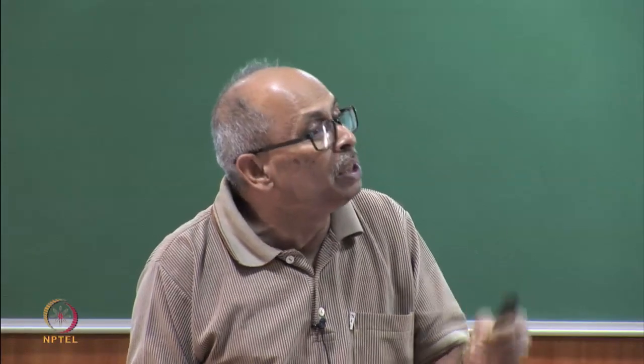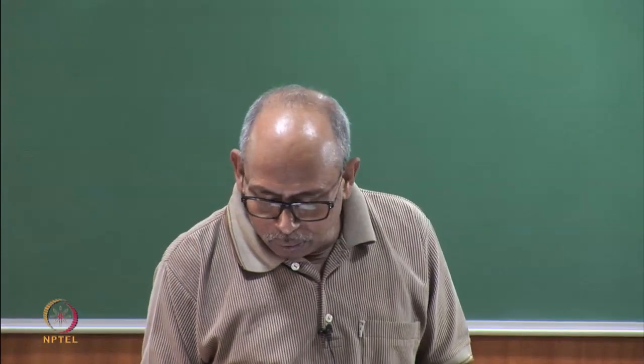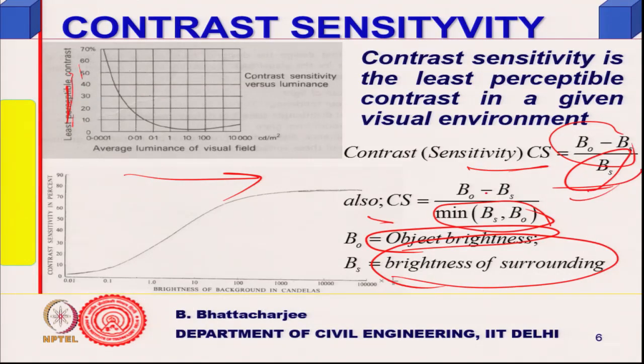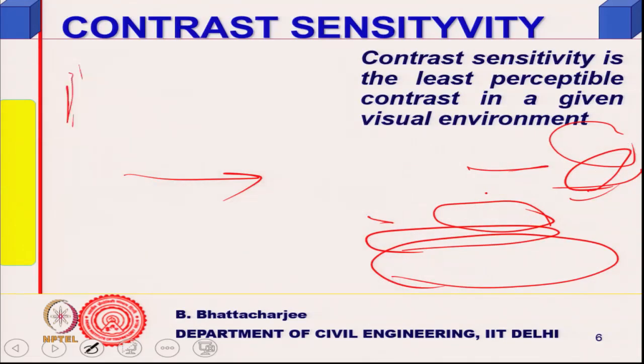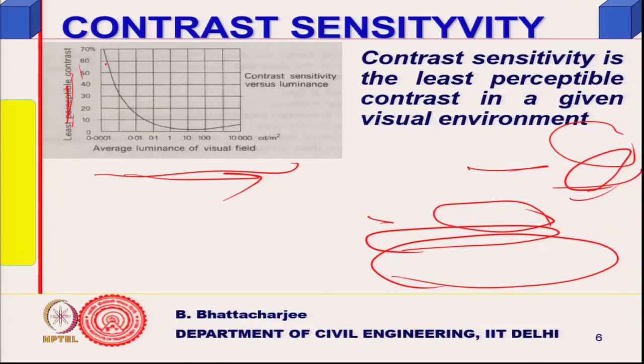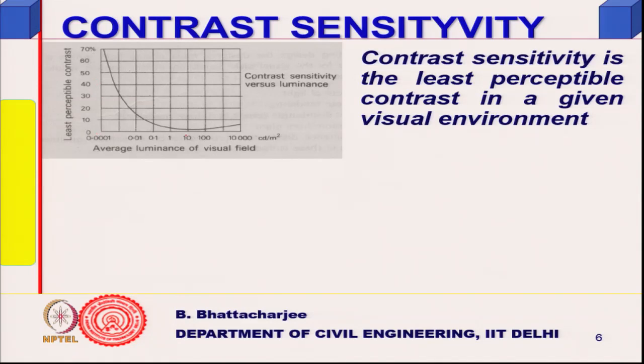So, the smaller contrast becomes (B0 minus Bs) divided by Bs, that is what the equation was. So it can be expressed in percentage. As I increase my average brightness level, the smaller contrast I can actually perceive, but beyond a level it starts reducing. So, there is an optimal average luminance level in candela per meter square.